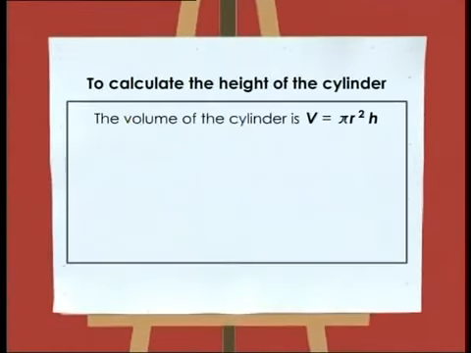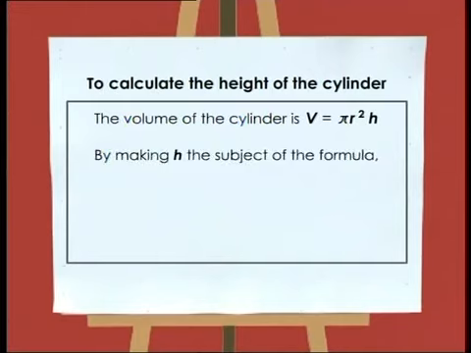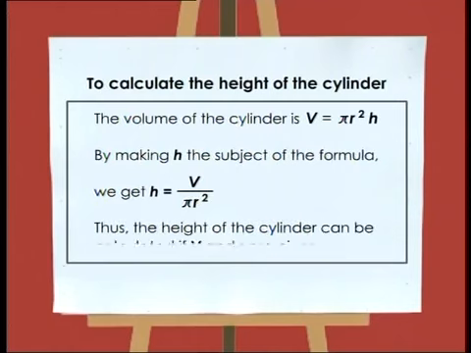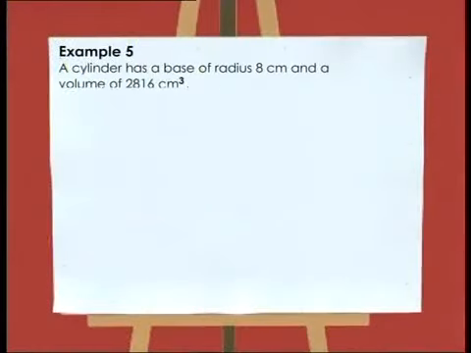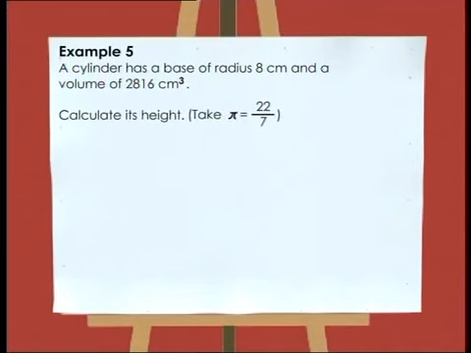The volume of the cylinder is V equals pi r squared h. By making h the subject of the formula, we get h equals V over pi r squared. Thus, the height of the cylinder can be calculated if V and r are given. Example 5. A cylinder has a base of radius 8 centimeters and a volume of 2,816 cubic centimeters. Calculate its height. Take pi equals 22 over 7.